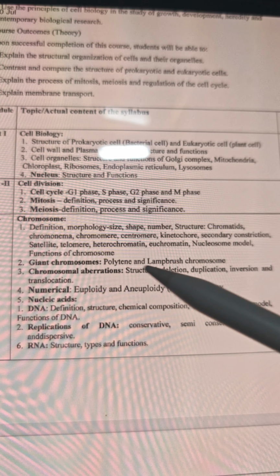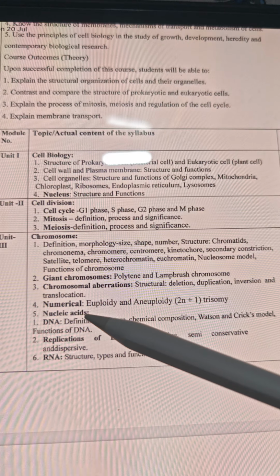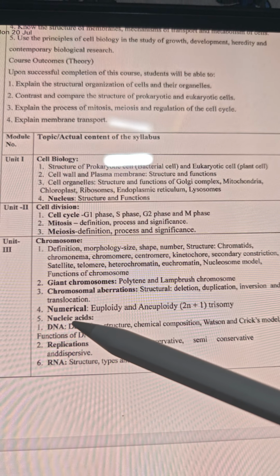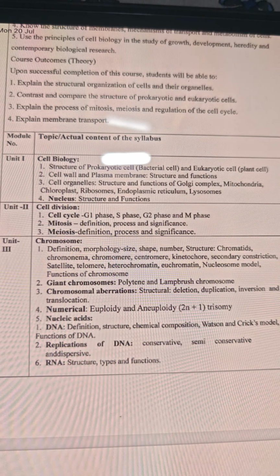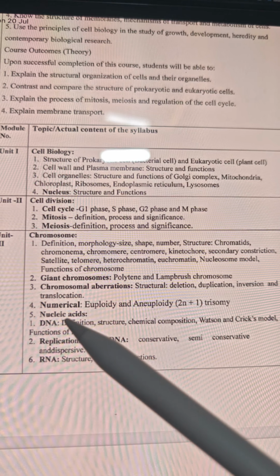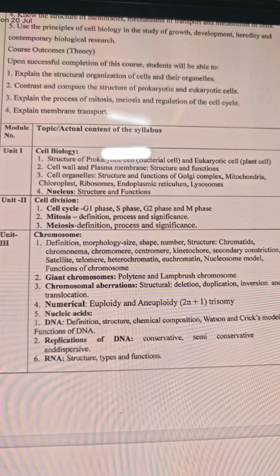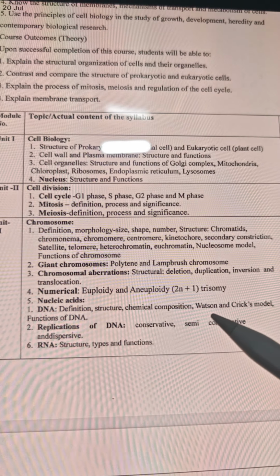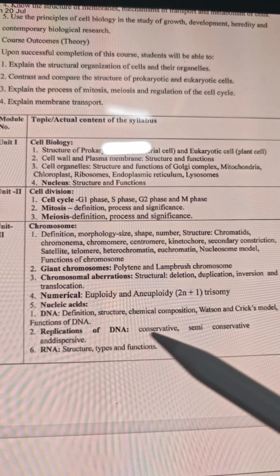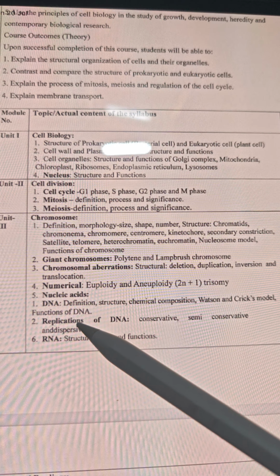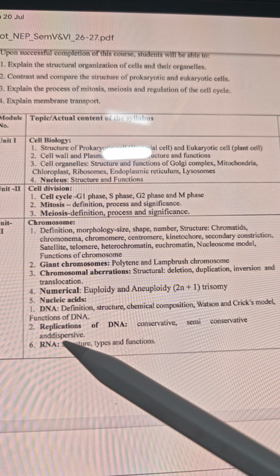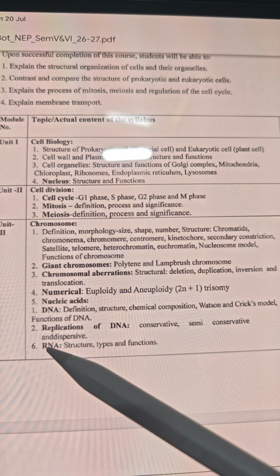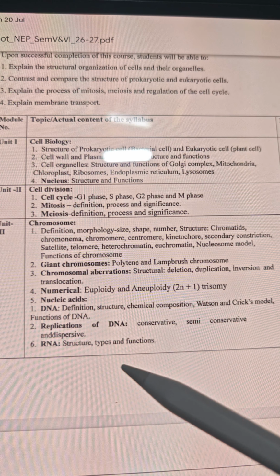And the fifth one is nucleic acid. As we know, the acids which are present inside the nucleus are nothing but the nucleic acids. Here we will study DNA and RNA, and also the structural model given by Watson and Crick. The second is replication of DNA. There are different methods, that is conservative, semi-conservative, and dispersive. And the last is the RNA structure, types, and function.